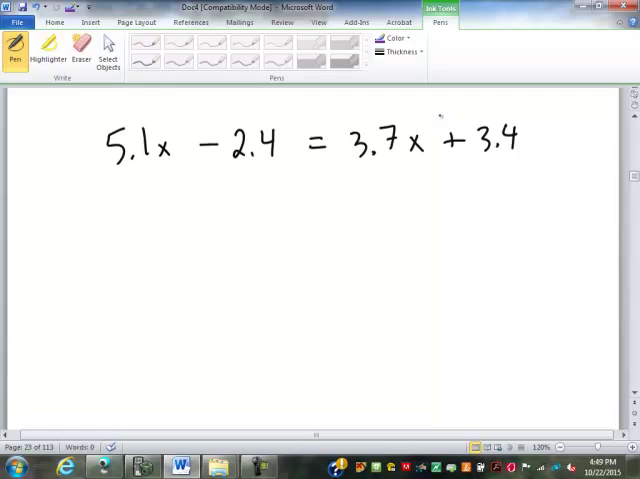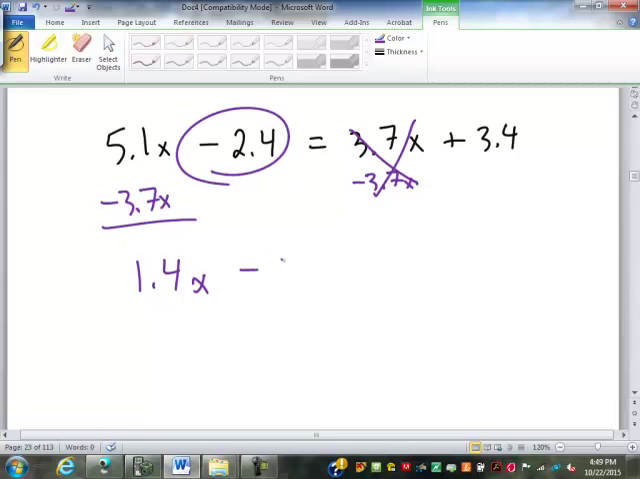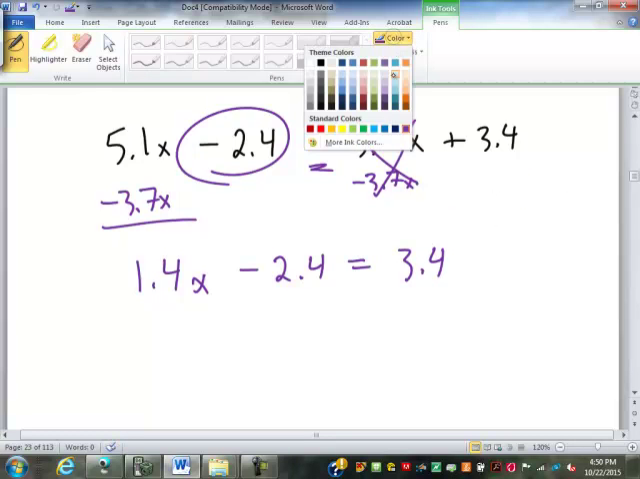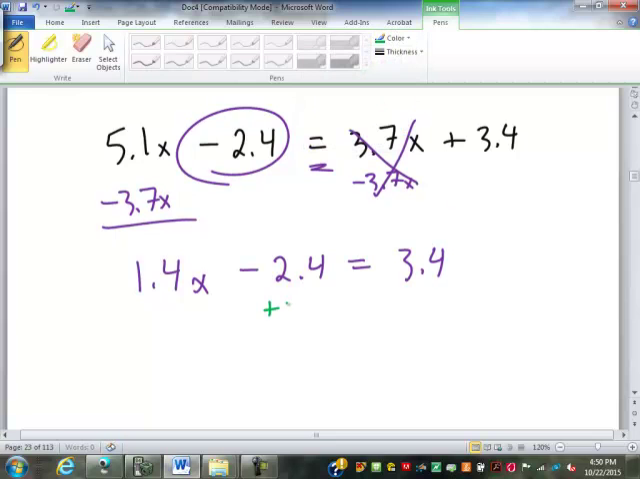What's our first step? We have an x on each side, so we have to get rid of one. We'll get rid of the smallest one, which is 3.7x, so that's gone. What else do we have to do, though? Subtract it from the other side, which leaves us with 1.4x. What else is still left here? The minus 2.4 equals, on the other side, 3.4. Perfect. We have to add 2.4 to get rid of this. Adding it over here gives us 5.